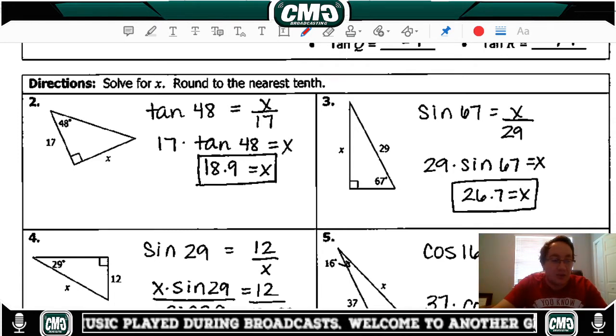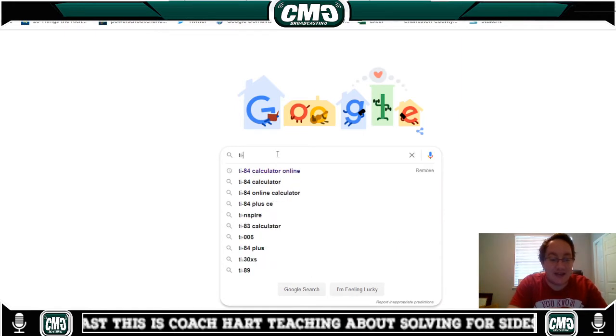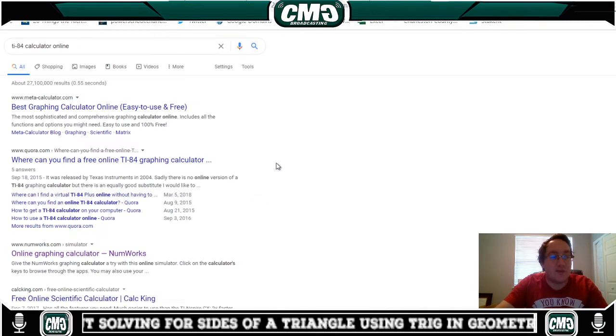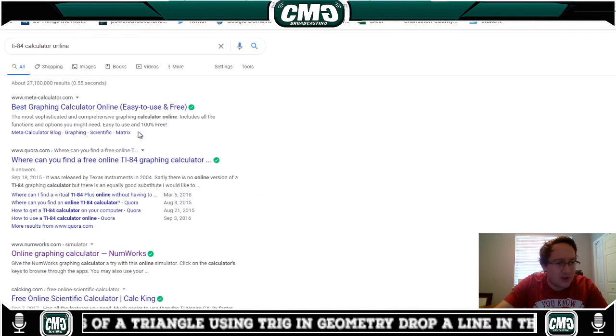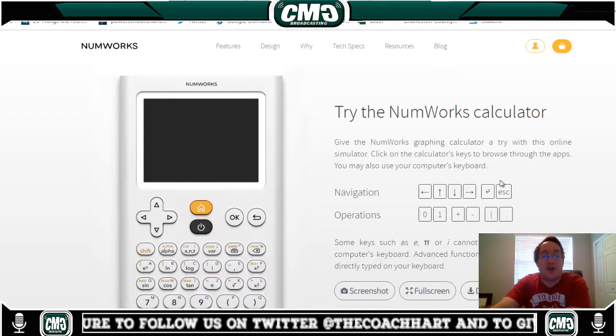Now let me pull up a way to get a calculator if you don't have one at home. Let's make sure we've all got that, because you can get a good scientific calculator just online for free. So we'll go here, we'll go TI-84 calculator online. That's what we want to look for. When we get to that, we'll notice here we'll have a couple of ads, but we want to look for the one that says numworks.com, the online graphic calculator from NumWorks. So that'll bring you here.